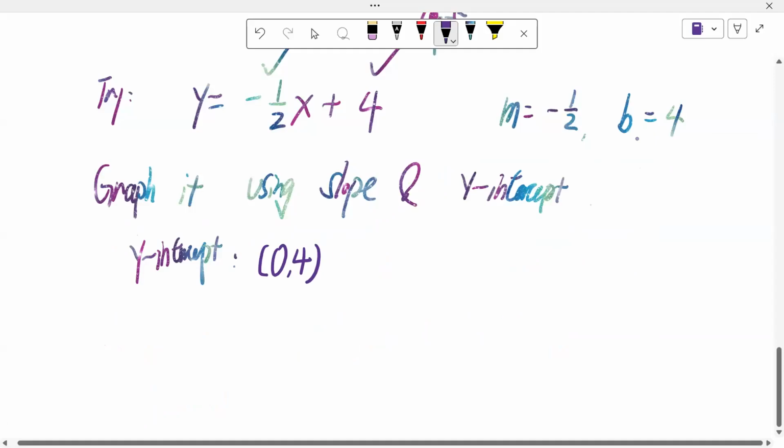And so let's plot the y-intercept first. 1, 2, 3, 4, right? So with this y-intercept, we get a first point, and then let's use the slope.